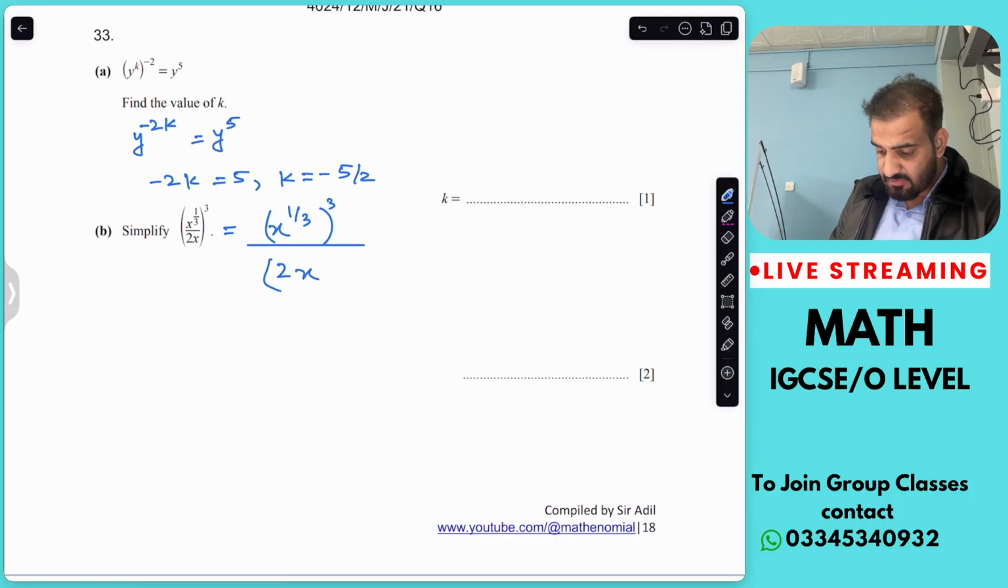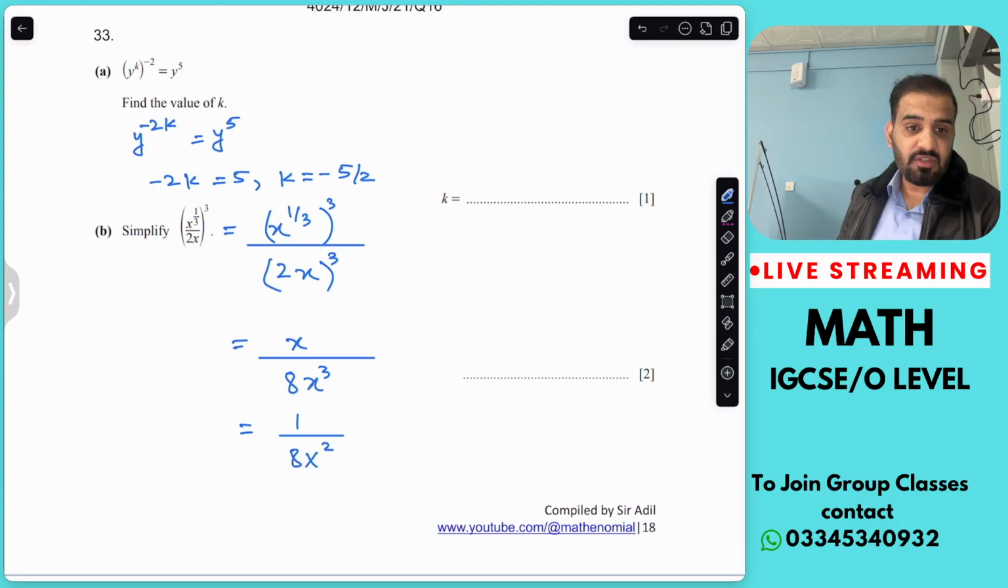There are different methods for this. Let me split it first. So it is only x over 8x cube, and you know x over 8x cube is just 8x square. So 1 over 8x square.